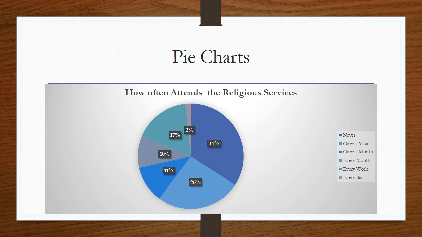So this is the pie chart. You will have a circular shape, and also you will have the divided slices within it. So this is about the pie chart.